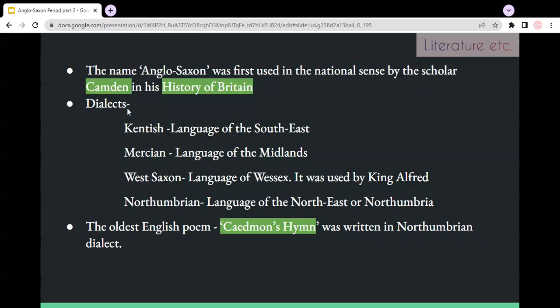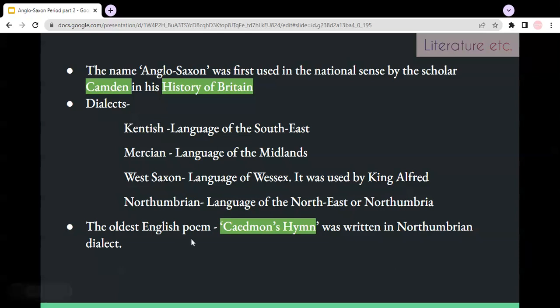The dialects, I already mentioned in my previous video. Here I have mentioned the actual regions where these dialects were spoken. Kentish was the language of the southeast, meaning the southeastern region of England. Mercian, language of the Midlands. West Saxon, language of Wessex. It was used by King Alfred. We will know a lot about King Alfred when we discuss the Old English prose literature. Northumbrian, language of the northeast, or Northumbria.